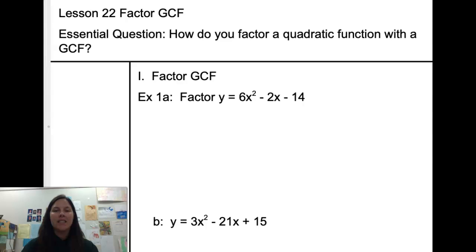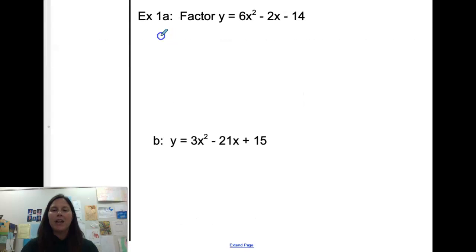So in today's lesson, what we're going to be looking for is in our quadratic function, we're going to have an x squared term, an x term, and a constant, and we are going to find the largest factor or number that goes into all three of them. Our first example, we have 6x squared minus 2x minus 14. So we're thinking about what number goes into 6, 2, and 14. What is the largest number that does that?